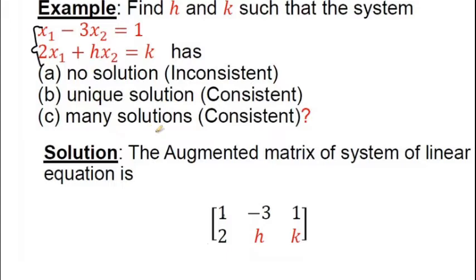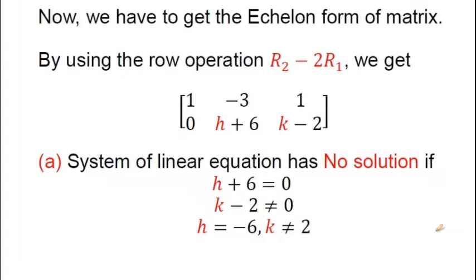So we start the solution by writing the augmented matrix of the system of linear equations, and the augmented matrix is 1, 2, minus 3, h, 1 and k. Now we have to get the echelon form of the matrix by using the row operation R2 minus 2 times R1. We get 1, minus 3, 1, 0, h plus 6, k minus 2.